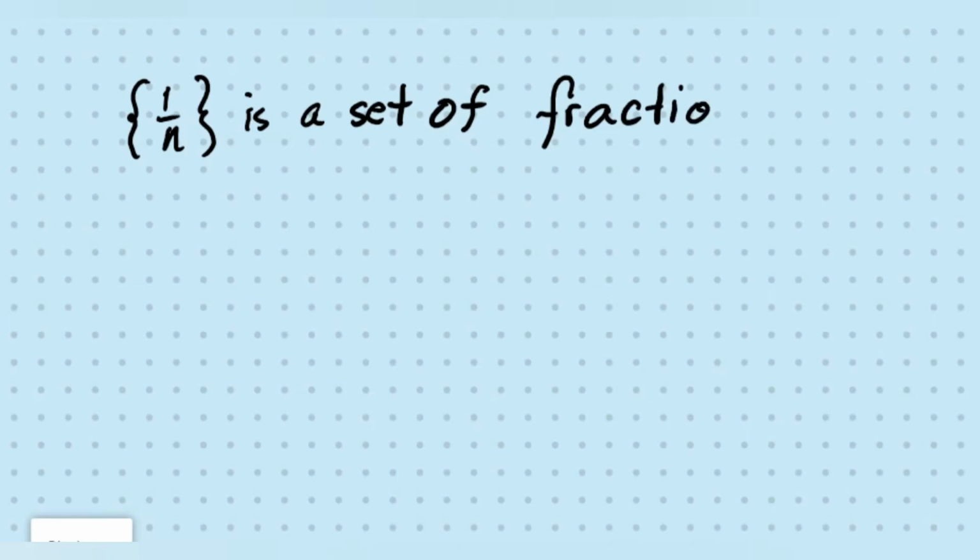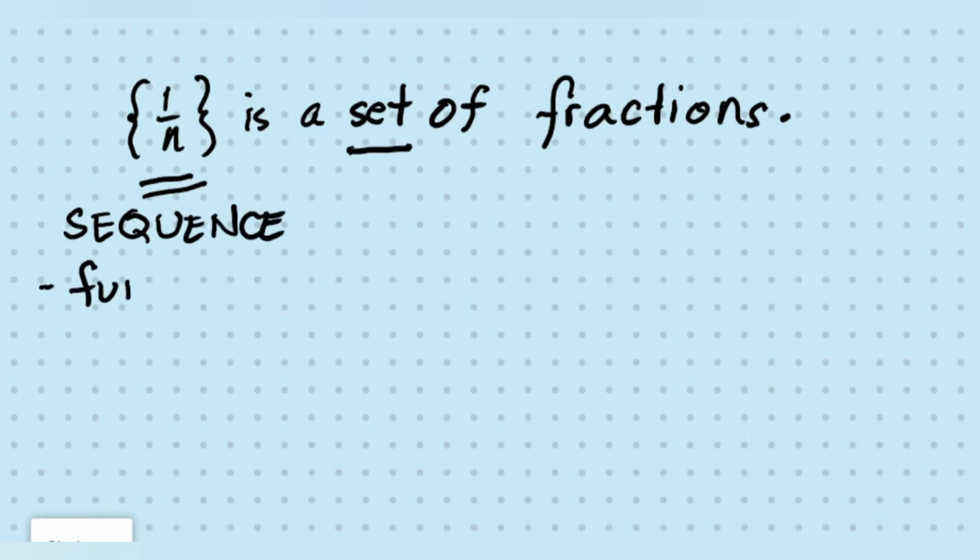You were asked to identify if 1 over n in curly braces is a set of fractions. We need to understand the definition of set and the meaning of the notation 1 over n in curly braces. Writing an expression inside curly braces is one way for us to denote a sequence. What is a sequence? It is a function.